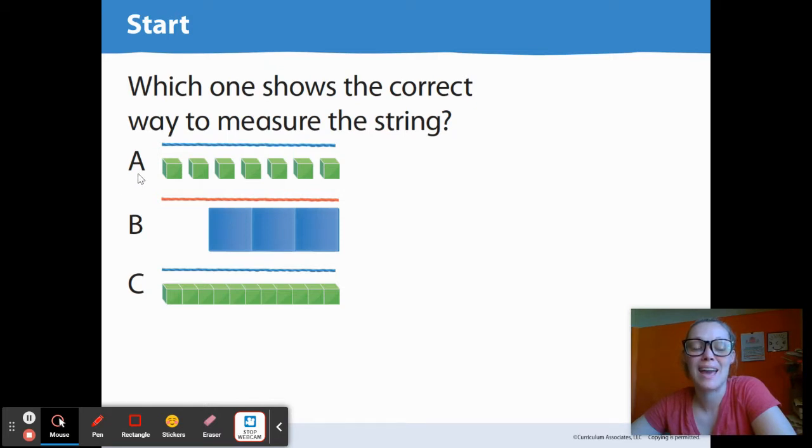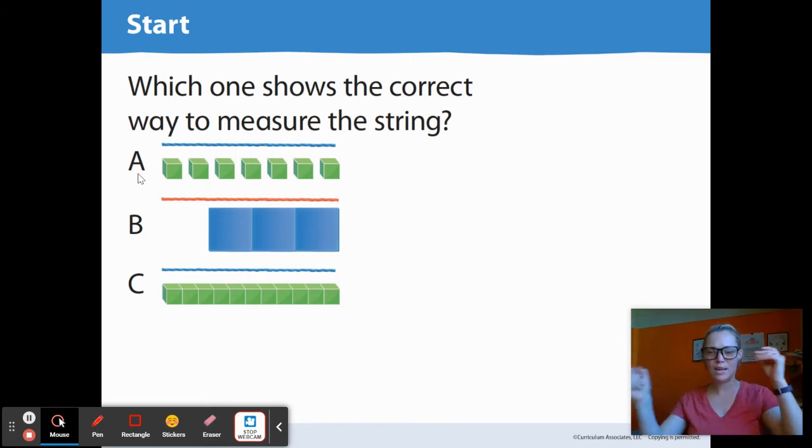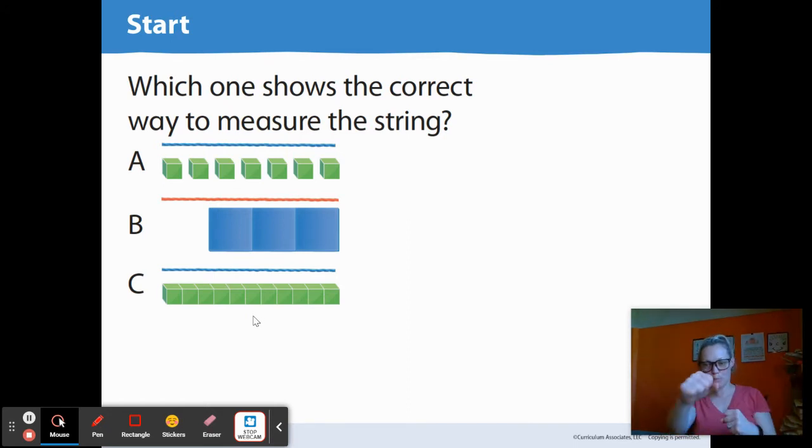If you think A is the correct way to measure, I want you to clap. If you think B is the correct way to measure, I want you to snap. If you can't snap, just pretend to snap, or practice trying to snap. If you think C is the correct way to measure, I want you to punch. Keep going until I say stop. Stop. If you were punching, that was the correct way to measure.